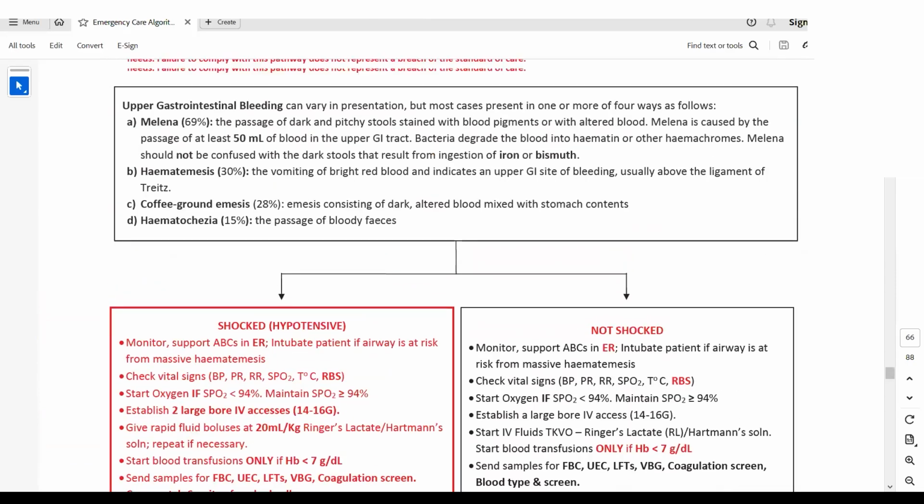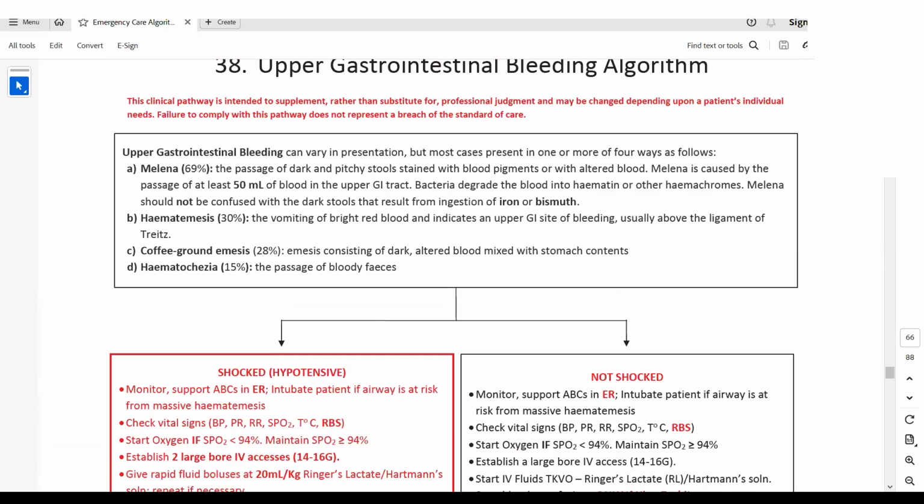So you have your upper GI bleeding with various presentations, but most cases present in one or more of the four following ways. You have your melena stool, which is about 69%. This is a passage of dark and pitchy stool stained with blood pigments or with altered blood. And you have your hematemesis, which usually is about 30% of the presentations and indicates an upper GI bleed. You have your coffee ground emesis, and you also have your hematochezia.